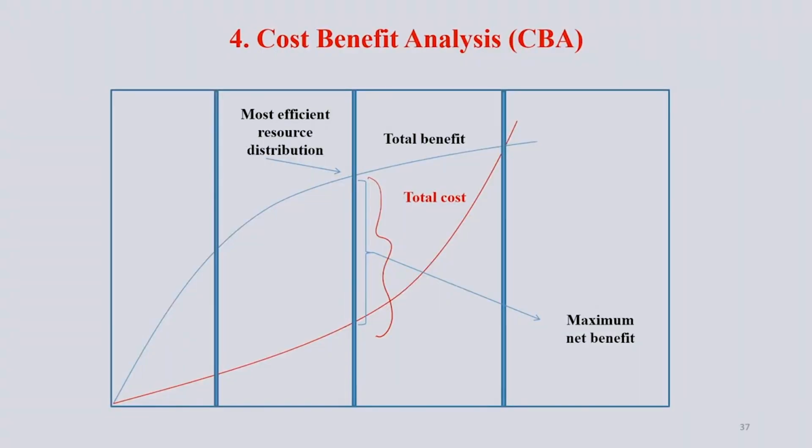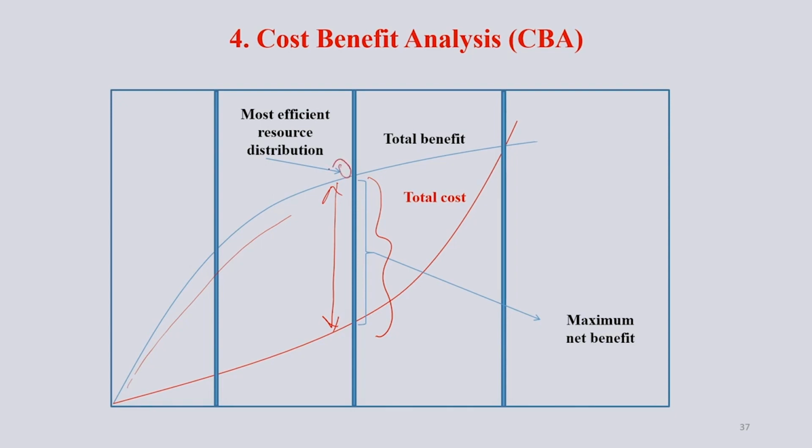So, that is the work of EIA. Now, you see this blue line and there is a red line below. The blue line shows the total benefit, and the red line is the total cost. The difference between these two basically gives you the maximum net benefit. So, the point where the most efficient resource distribution takes place is here.